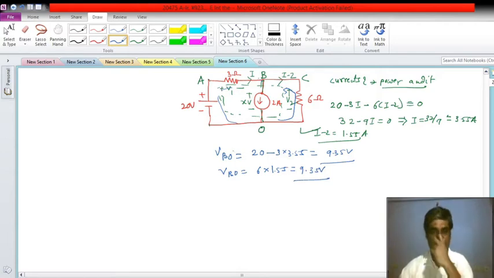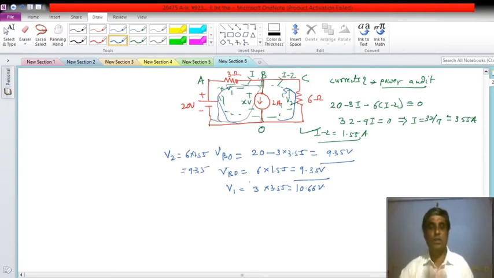Okay, now I know VBO. How much is V1? V1 is also 3 into I, so 3 into 3.55, which will be 10.66 volt. Fine. And V2 will be 6 into 1.55, which we have already calculated here, which is 9.35. Now if I take the addition of all the voltages in the closed loop, obviously it will be 0. So KVL is also satisfied here.